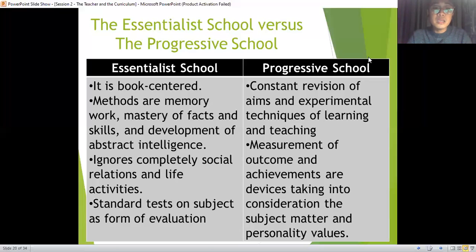So again, standard test on subject as form of evaluation for essentialist school. When we say standard test, paper pen test, at lahat sila, kaya nga standard, lahat sila pare-pareho ng type of test. Kung ano yung kukunin ni learner letter A, ganun din yung test ni learner letter B. But for progressive school, like what we have mentioned, it's flexible. It's not only about paper pen test. Sometimes it's not standardized. Iba yung type of measurement mo para sa topic na to, para sa klase na to, para sa klase na yan. So depending on their, I repeat, abilities, interests, and personality values. And again, in consideration of the subject matter.